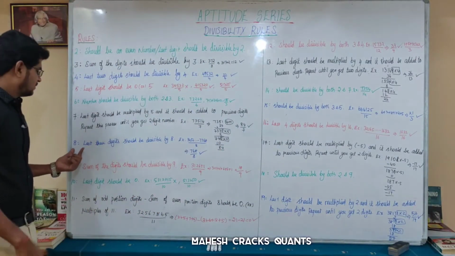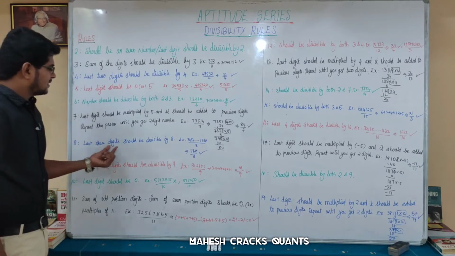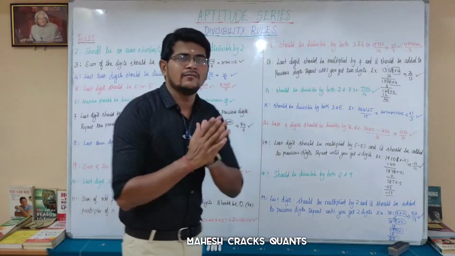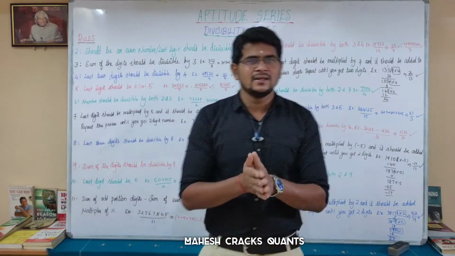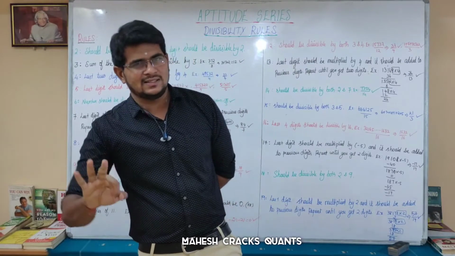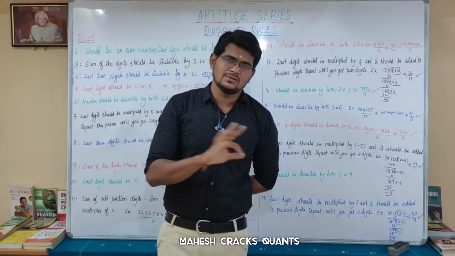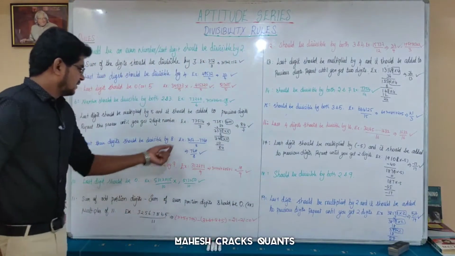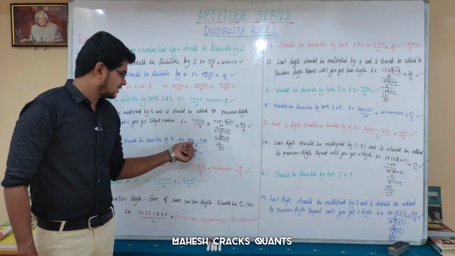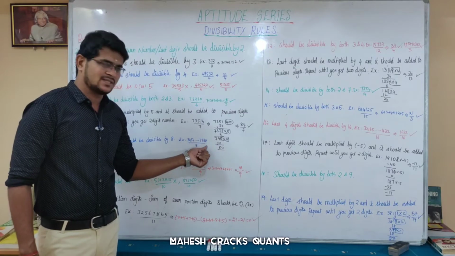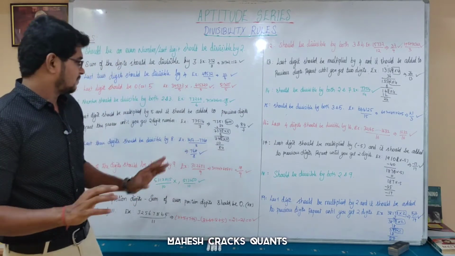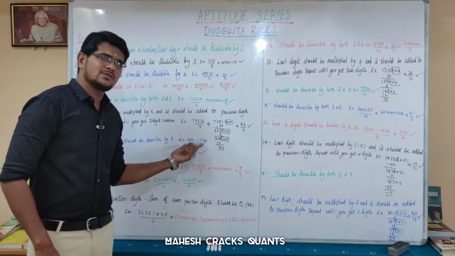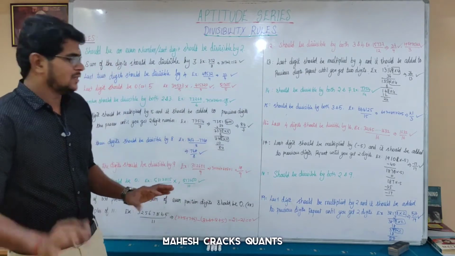So next, divisibility rule of 8. The last 3 digits should be divisible by 8. When the rule is about 8, you have to check the last 3 digits. If the last 3 digits are divisible by 8, then the whole number is divisible by 8. Here, listen. 3, 4, 5, 6, 7, 7, 6, 8 is the question. Whether this number is divisible by 8 or not is the question.